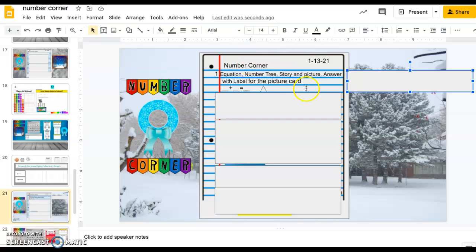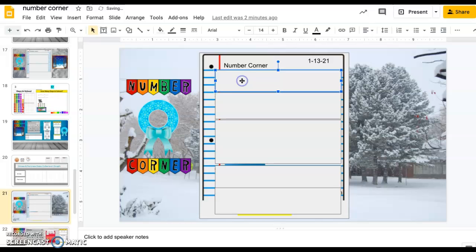Then you're going to solve the equation, which you probably already did when you made your number tree and possibly your picture. And then write your answer. Make sure to include your label. So if your topic was dinosaurs, make sure your label says dinosaurs as well as the answer. Press pause if you need more time.